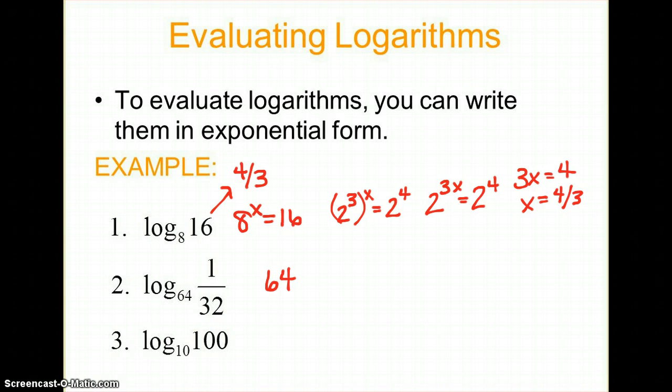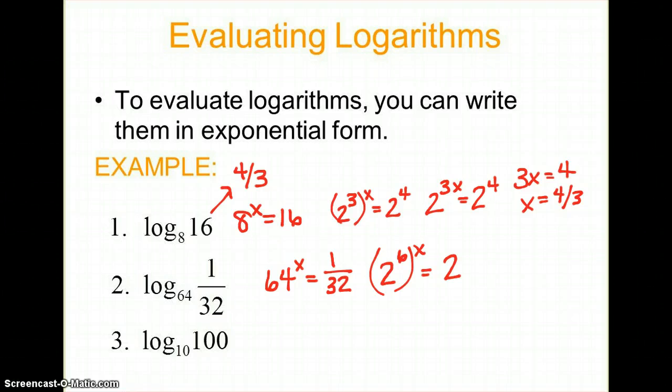So 64 to what power would equal 1/32? So now again, just like the last problem, we want to find a base number that would not only make 64, but could also be used to make 32. And since they're both even numbers, I'm going to guess it's going to be something like 2 or 4 or something like that. And in our case, it's going to be 2. 2 to the 6th power is 64. So I'm going to write 2 to the 6th to the x power.